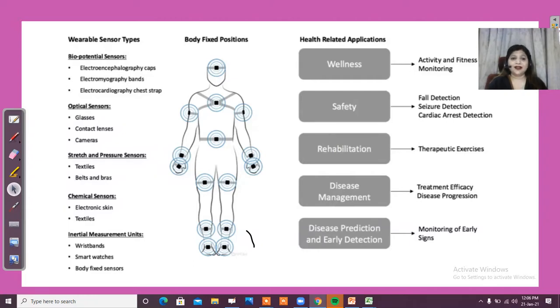This chapter, or this topic, reminds us how important it is to keep ourselves well, to make a conscious effort of it. If you talk about applications in terms of medical, there are lots of fields regarding it. For example, wellness, activity, and fitness monitoring is very much available.